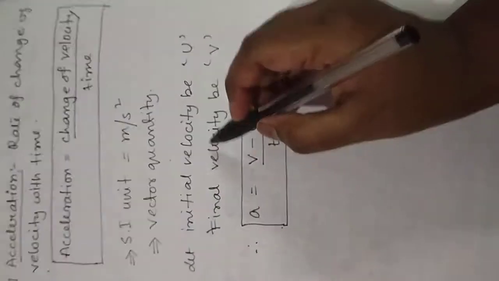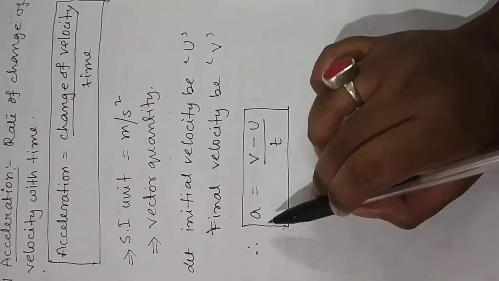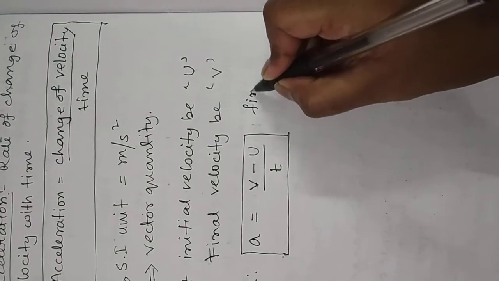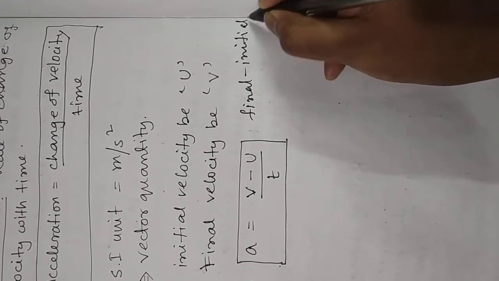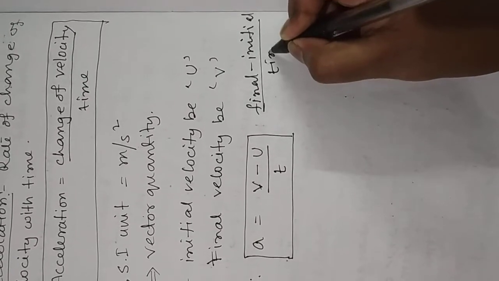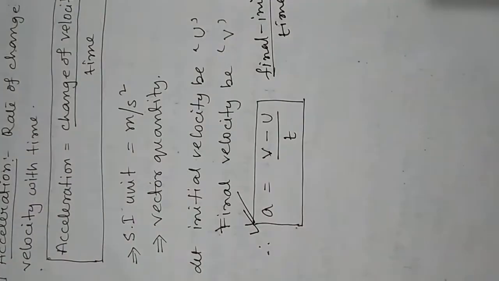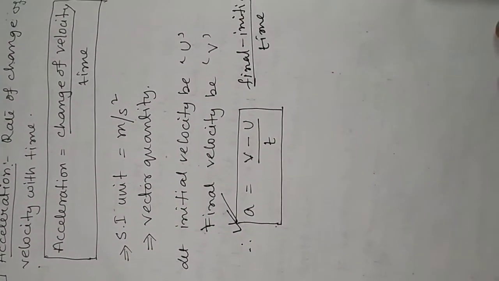Now let the initial velocity of any object be U and the final velocity be V. So the acceleration will be final minus initial, again same over here, final minus initial by time. So V minus U by T, very important relation, you must remember it. A is equal to V minus U by T.